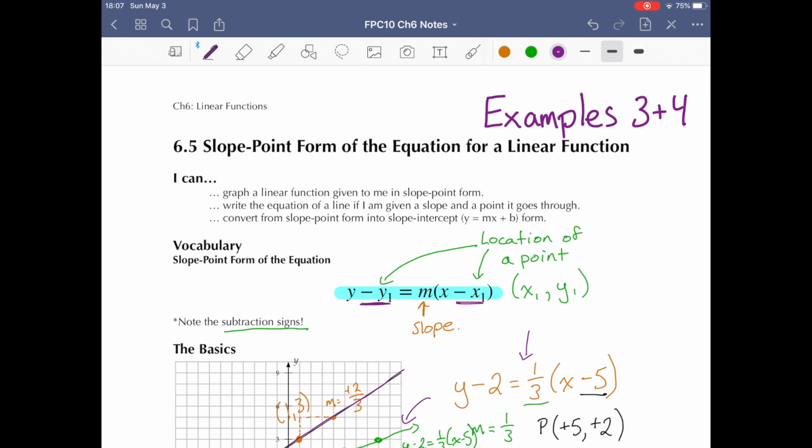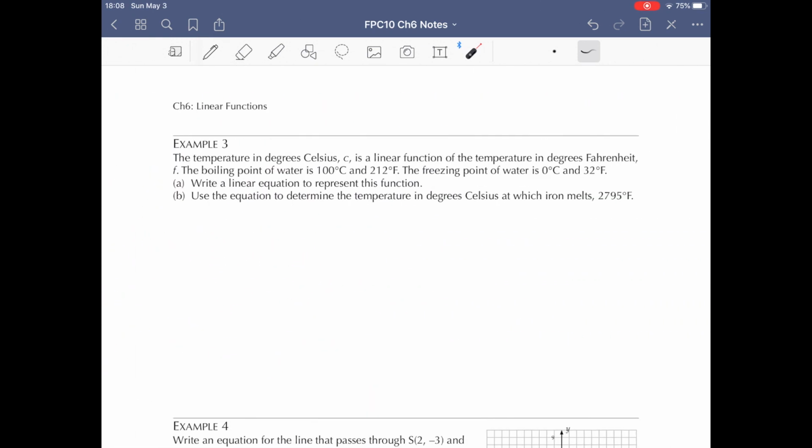Now, if you remember, the slope point form is y minus y1 equals m times x minus x1. y1 and x1 give us the location of a point on the graph. m is the slope. Notice that negative y1 becomes positive y1 in our point. Negative x1 becomes positive x1 in our point, and vice versa. The subtraction signs indicate that the sign will switch. All right, let's go look at examples 3 and 4.